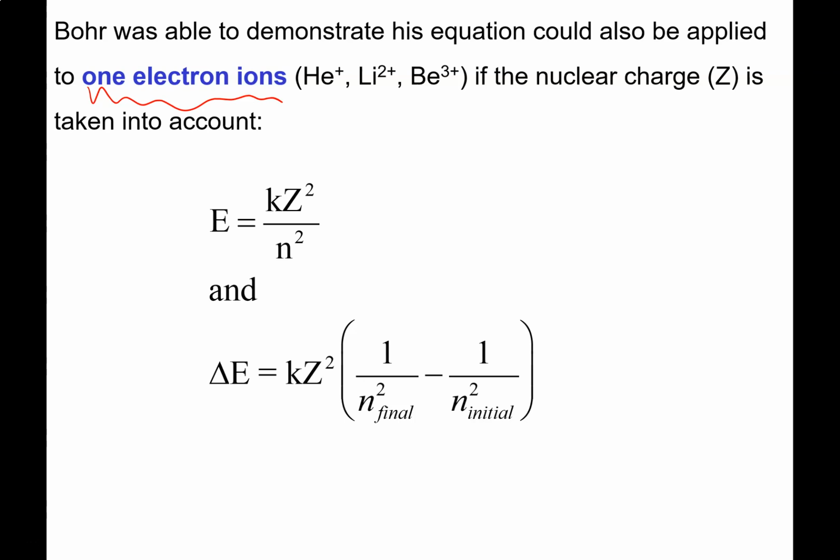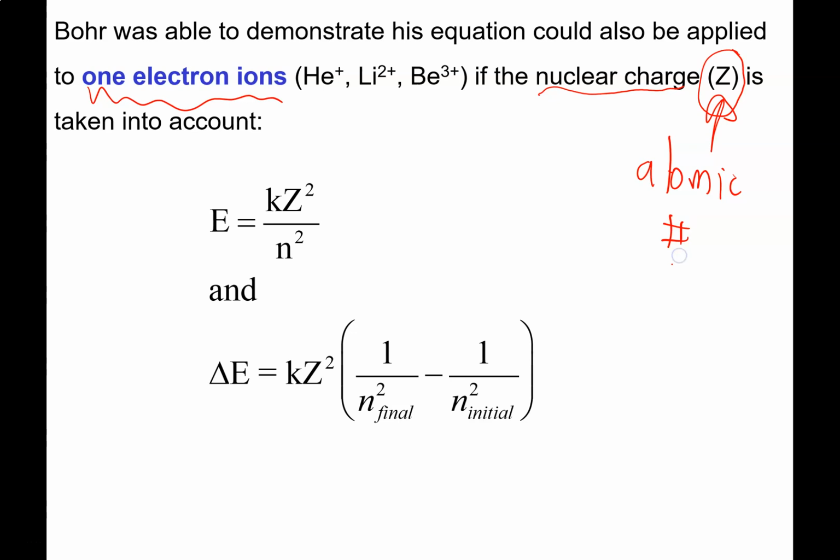just 1 electron. Now, if you're going to do this, you have to take into account that these ions will have more protons in their nucleus than a hydrogen atom. So you have to take into account what we call the nuclear charge, and we're going to do that via the atomic number.